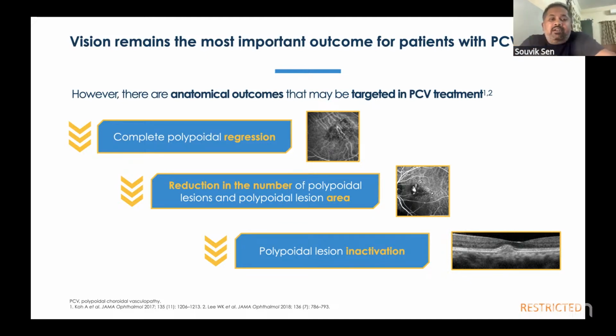So we want complete polypoidal regression. We also want a total reduction in the number of polyps, and we also want to see a complete remission of activity. We don't want activity. So we want polyps to regress. We want them to at least reduce in number as much as possible. We want the activity also to reduce, which is usually marked by the presence of fluid.